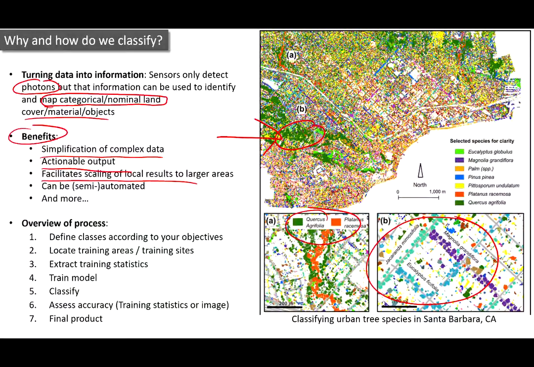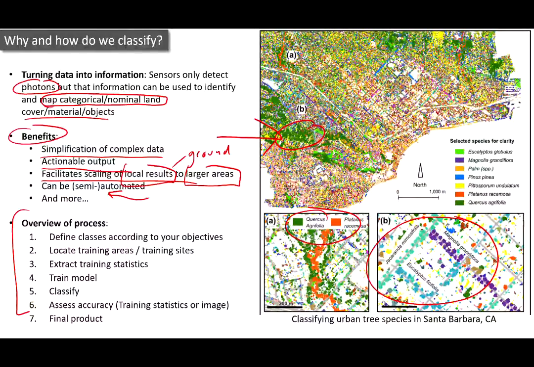It facilitates scaling of local results to larger areas. The local results mean on the ground, like you went out and verified the location of certain cover classes like water, grass, tree. And once you use those to train a classification algorithm, you can then make a map over a larger area that's very difficult to visit in person. So that's maybe the most basic useful goal of classification. And this process is semi-automated, meaning you don't have to look at every single pixel of the image you want to classify manually. You let an algorithm do it for you.